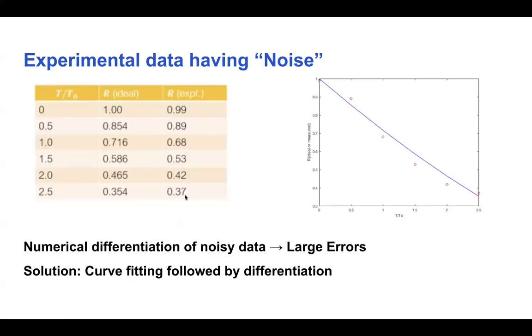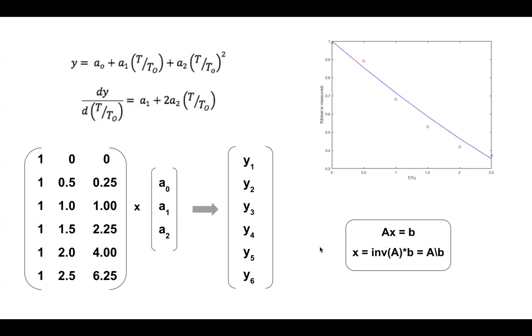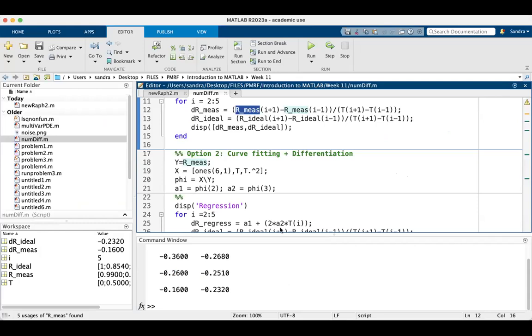Again, you're trying to fit the experimental values, so it will be 0.99, 0.89, etc. Then what do you do? If you want to find A0, A1, A2, you just have to invert it, and then you will get your x values, that is A0, A1, A2. Once you've got it, you can try to fit the curve. So this is what we'll be trying to do using Matlab.